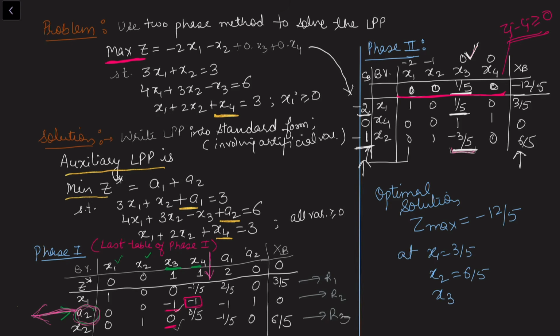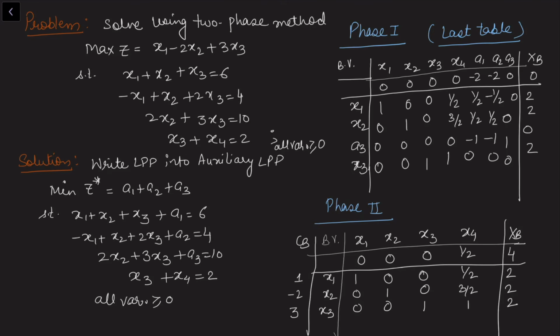x3 is not appearing in the basis, so this is non-basic, and x4 is also a non-basic variable. This takes the value 0. So this is the optimal solution for the given linear programming problem. Let us consider one more example for the degeneracy case.